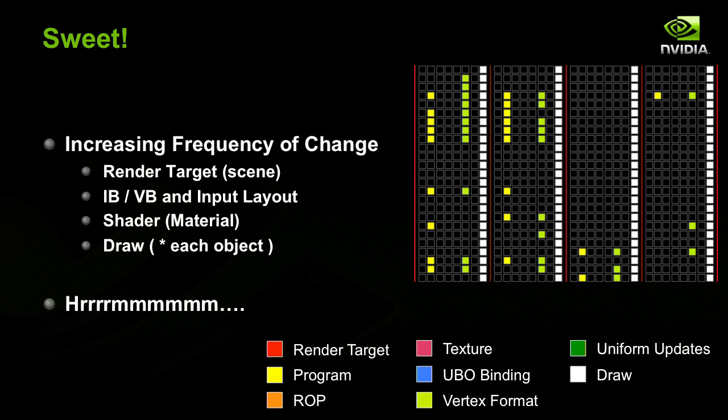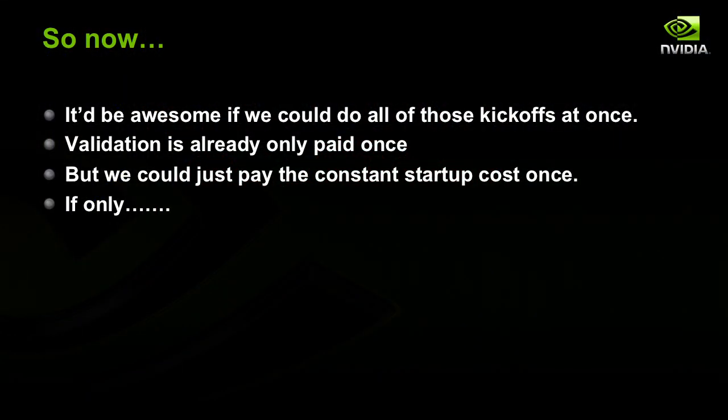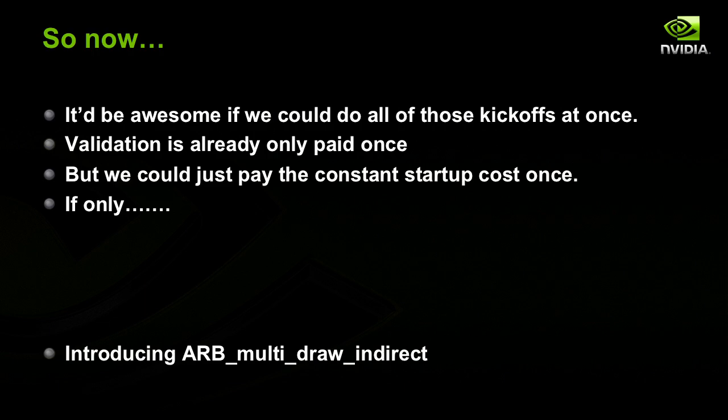But it kind of irritates me. It hurts my heart that we have all this, let me just basically draw 50 of the same thing in a row with just slightly different parameters. I'd like it if I could just do all of them at once, right? Then I'd only pay the validation cost. I mean, that's already only paid once, but then we would only have to pay the constant startup cost once. And it turns out there is an extension to do this.